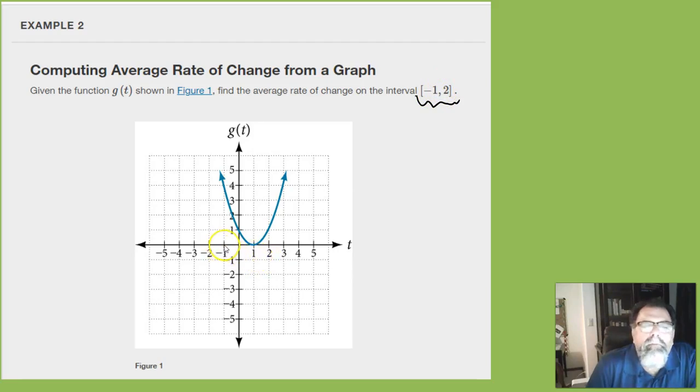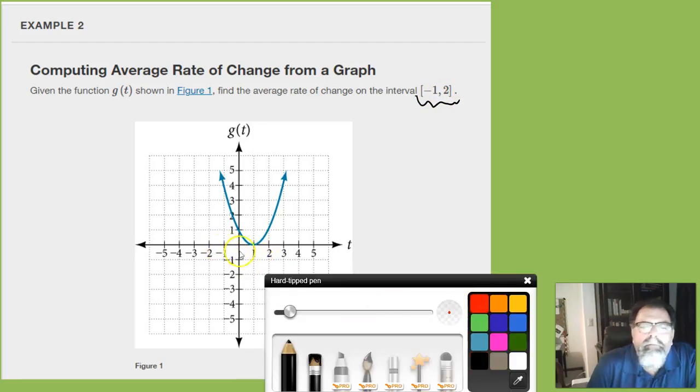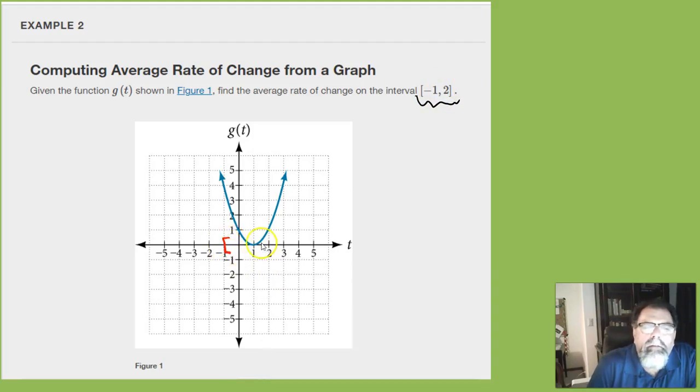So we're going from -1 to 2. So we're looking at this interval. So we're going to go up from -1 and see it hits the graph here, and that's going to be my first point for the x and y. So my x sub 1, and then this is g. Actually, the input's t, so technically I should use t sub 1. And if I'm using function notation, this function's g of t sub 1.